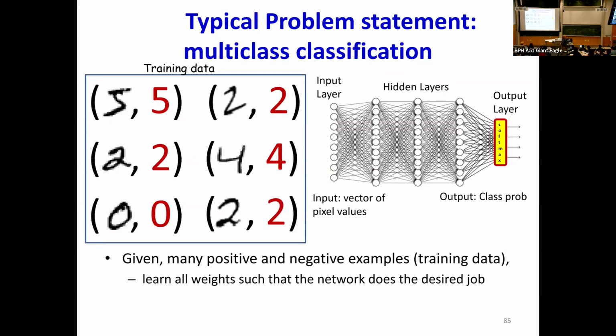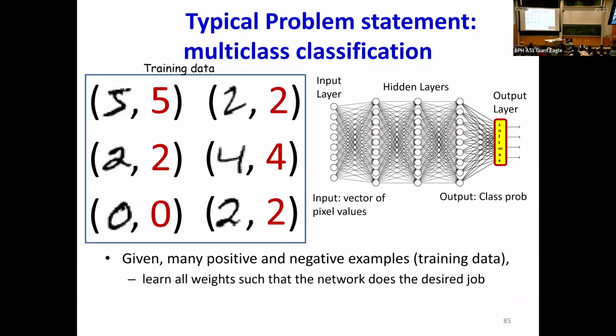But then I have the 5, 2, 0, 2, 4, 2. Are those the actual values we wanted to output? What do you actually want it to output? Can somebody answer me, Pragya? Softmax of 1 hot, like in the one.